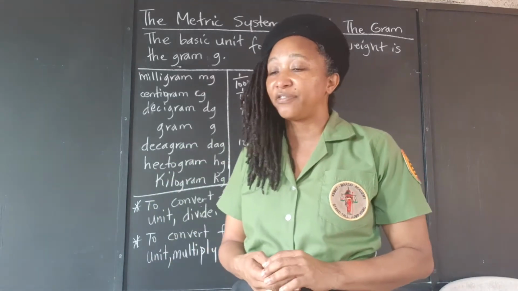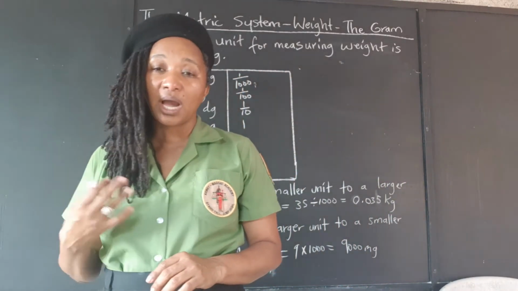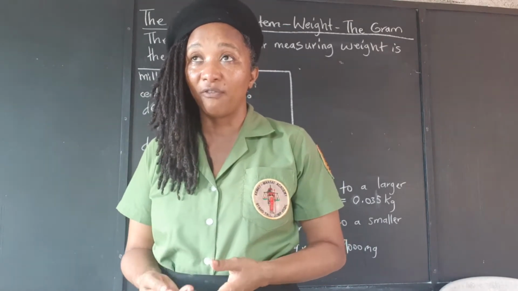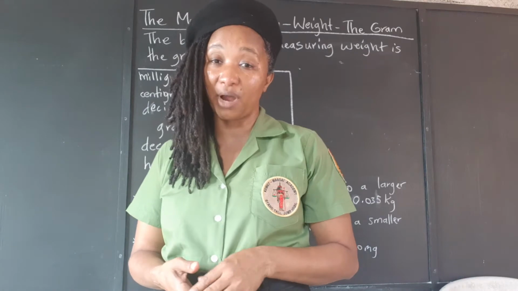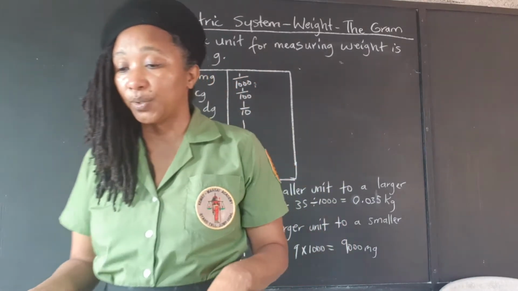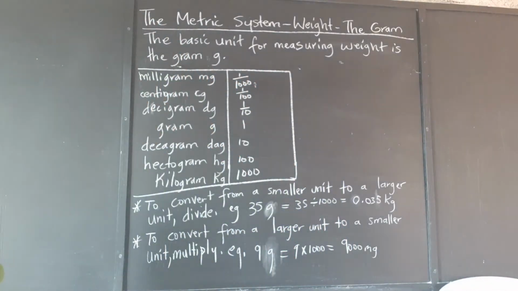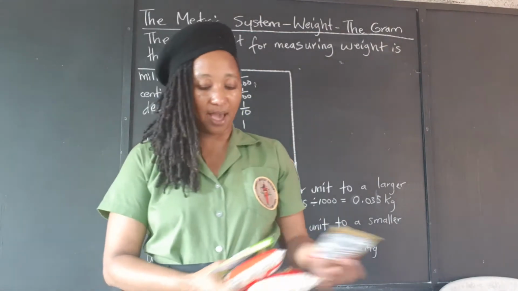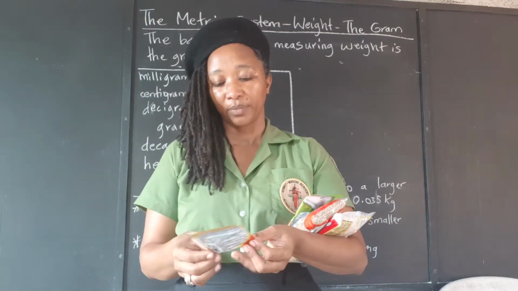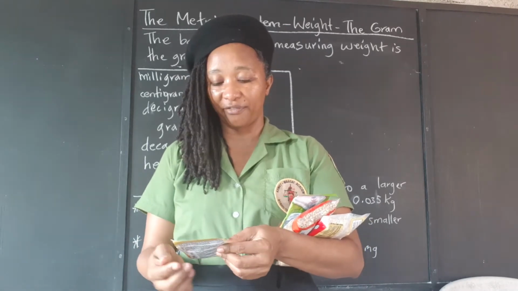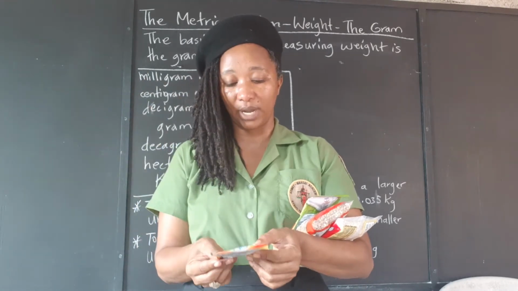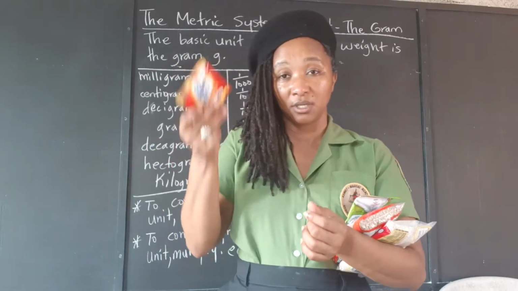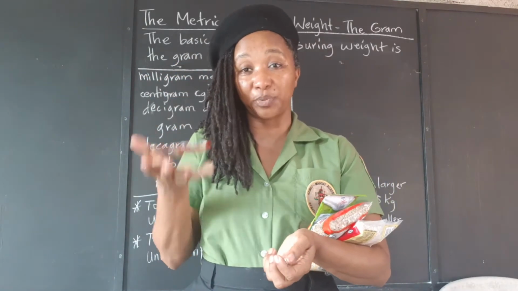So I have four articles that I'm going to show you just so you have an idea of what we mean when we talk about a gram. Alright, so let's look at the four items that I have. So here I have a sachet of coffee, right? This is 14 grams. See, so it's pretty light.